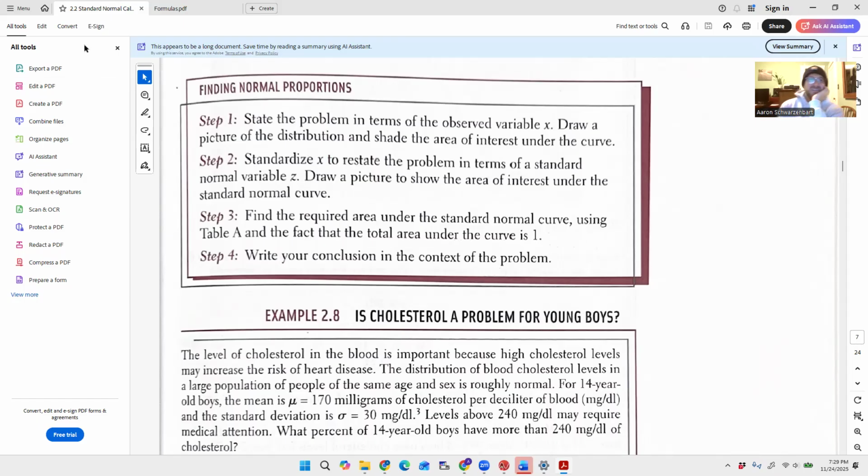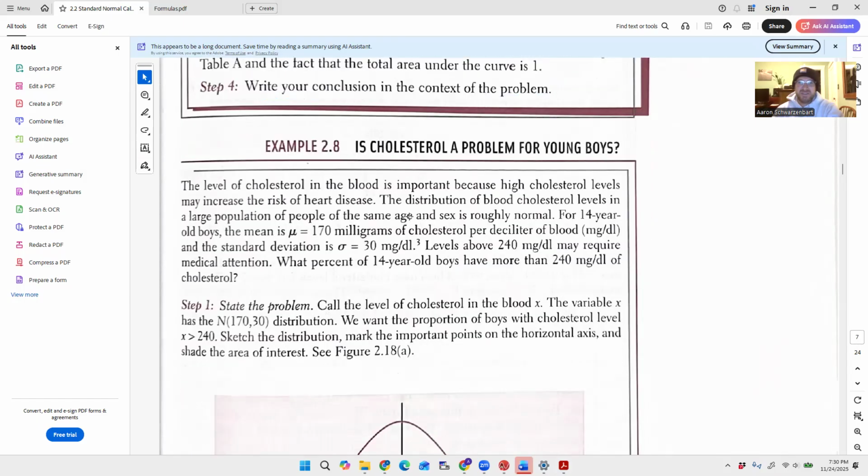And then finally, this is a new step that you need to start doing. Write your conclusion in the context of the problem. Don't just give me a number. Give me a meaning. Okay? That is something IB will be looking for. It is something college professors will be looking for. Don't just give a math answer, give me a meaning.